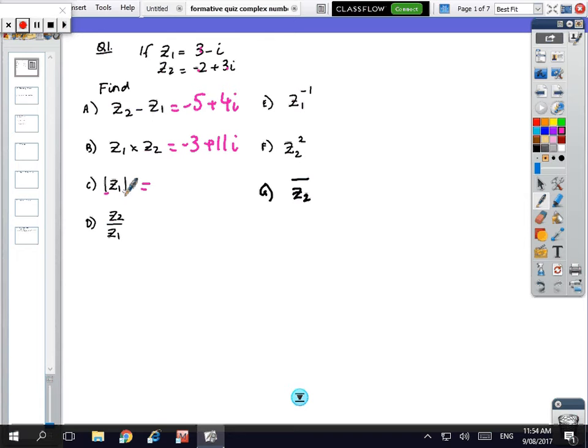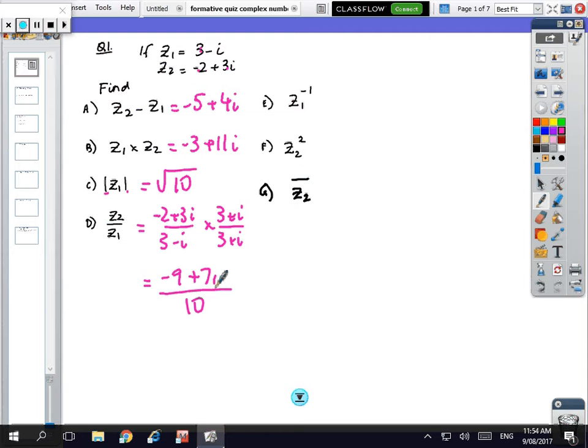This is the modulus, so the modulus will be the square root of 10. Z1 over Z2 I'll have to do properly, so -2 plus 3i over 3 minus i, then multiply by the conjugate, 3 plus i over 3 plus i. So the denominator will be 10. So -6 minus 3 is -9, -2 plus 9 is +7, so it should be -9 plus 7i over 10.